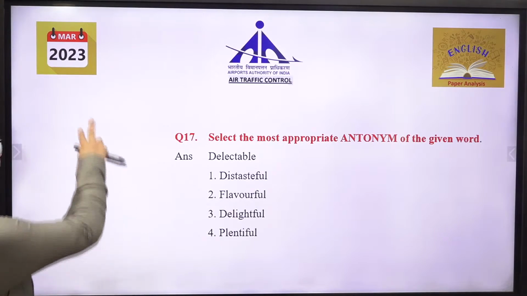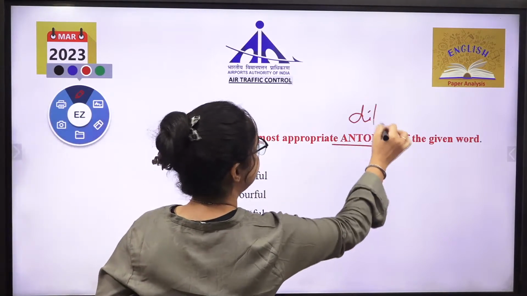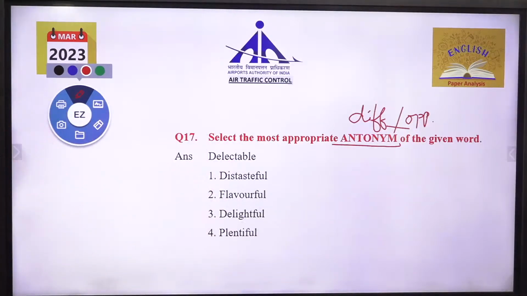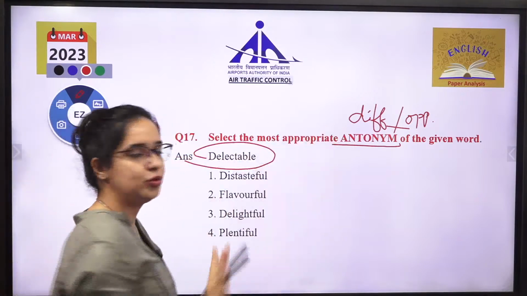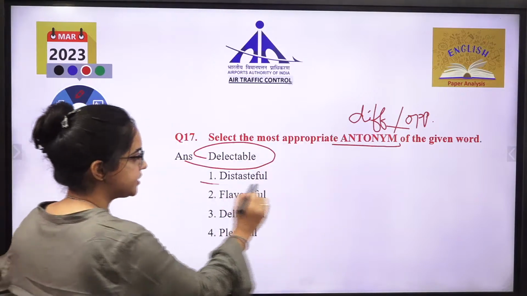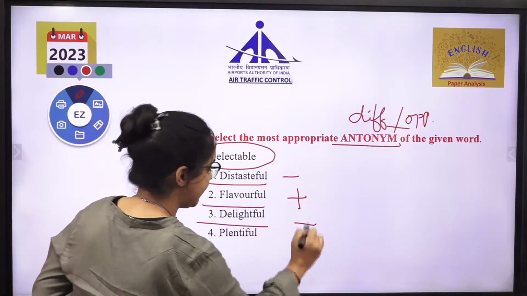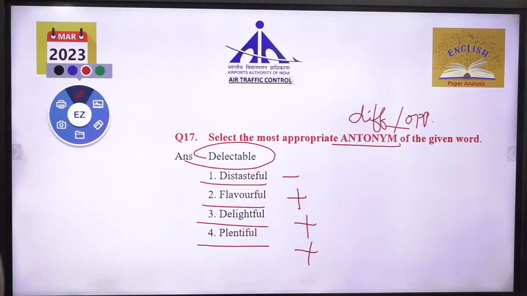Now same way antonym came. Antonym means something that is different in meaning. मतलब क्या आएगा? Opposite find करना है आपने. Delectable, same way. I tell you, if I'm not aware about the meaning, leave it. No, it's not needed. Tell me, distasteful क्या है? Negative. Flavorful क्या है? Positive. Delightful क्या है? Positive. Plentiful बहुत ज़्यादा positive. क्या लगता है क्या आंसर आएगा?